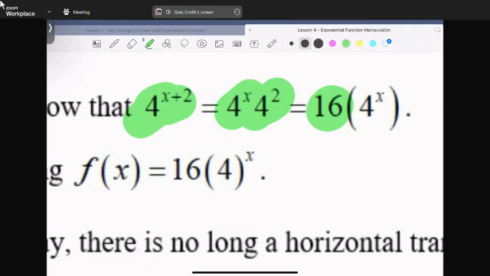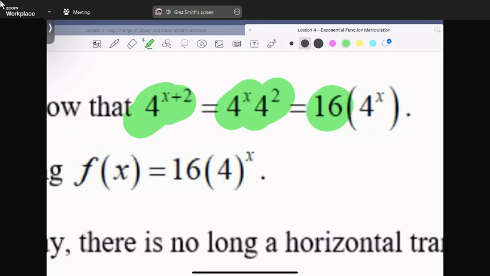What type of transformation do we have now? Vertical dilation by factor 16. What transformation was it originally? Horizontal translation left. We've changed it. It's completely changed from a shift 2 to the left. Now we've got a stretch by factor 16. Exactly the same graph.